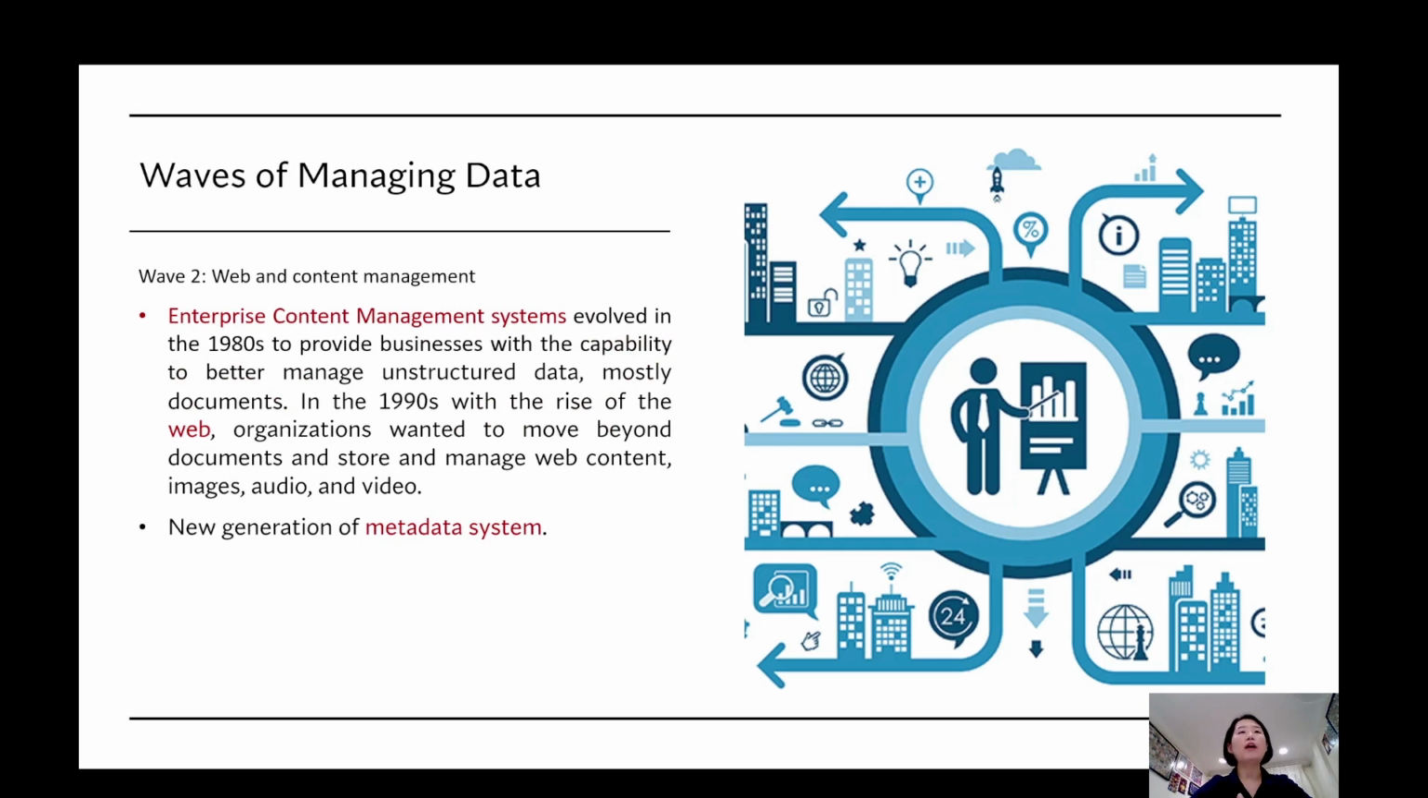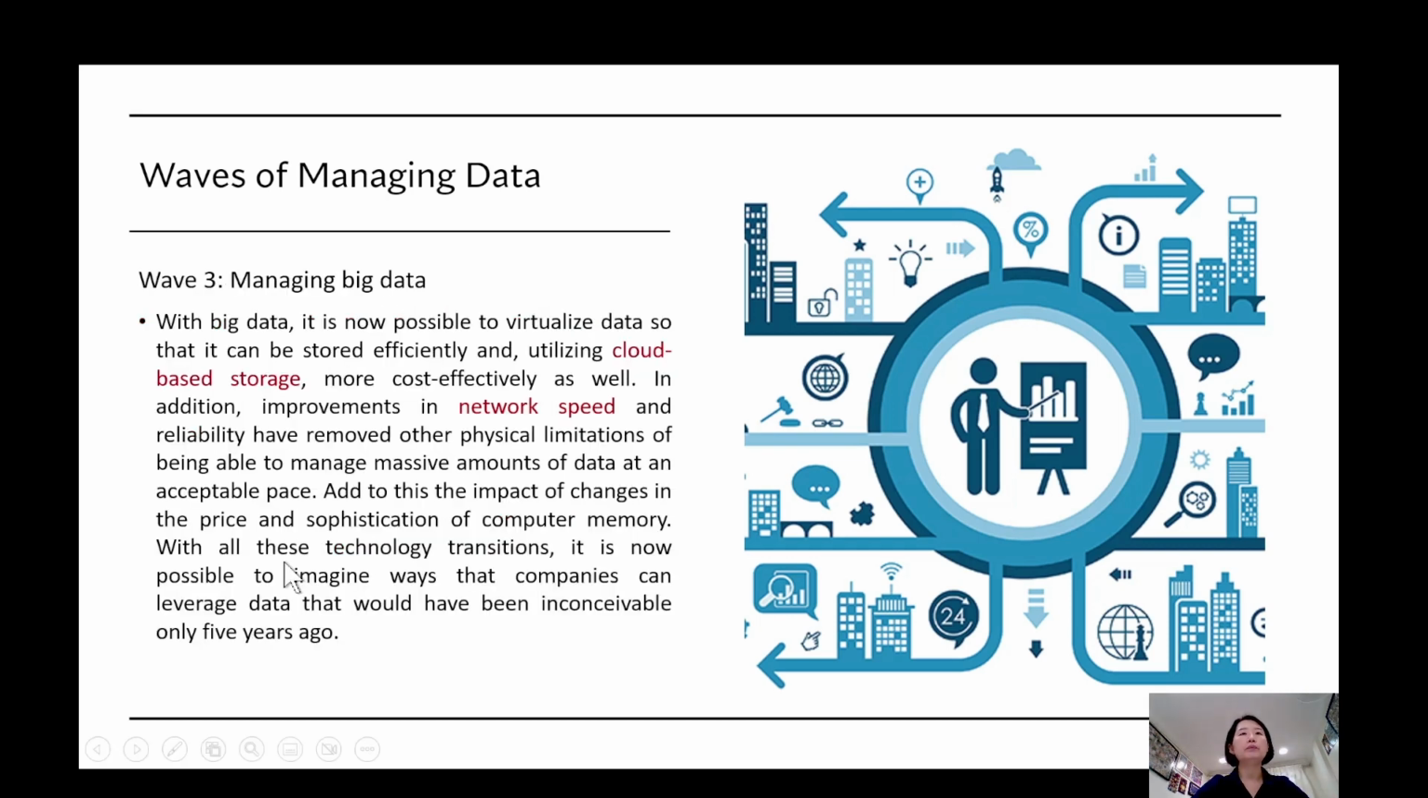In the second wave, Web and content management. The enterprise content management system evolved in the 1980s to provide businesses with the capability to better manage their unstructured data, mostly their documents. Then in the 1990s, with the rise of the web, the WWW, the internet, organizations wanted to move beyond documents only, and store and manage web content like images, audio, and videos. So this is a new generation of content management systems.